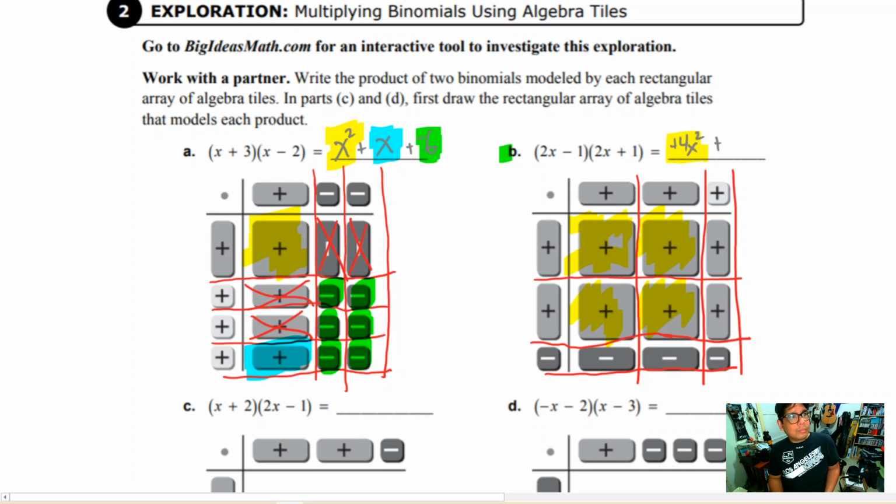Plus. Now let's see. I already see some zero pairs. This is a zero pair with this. This is a zero pair with a positive one. So there's actually no more x's left, so I'm not going to bother writing it. But I do see there's a lonely negative 1 tile over here. So plus a negative 1. And that's going to be the end of that.